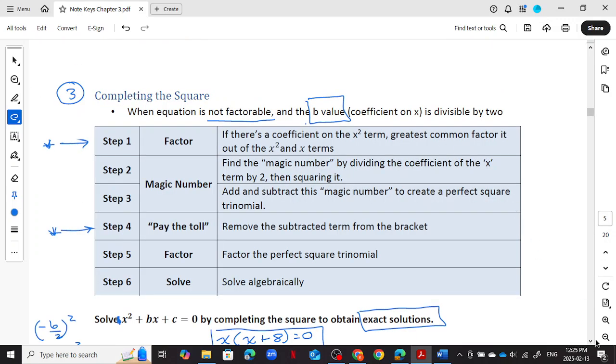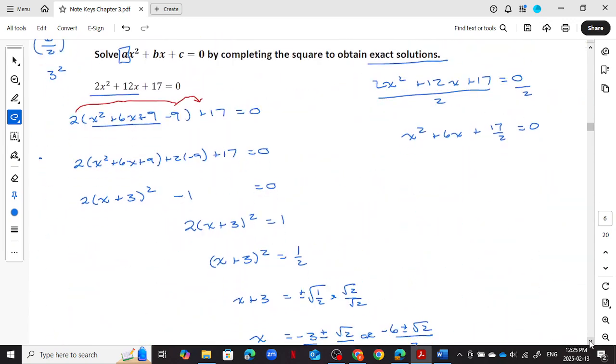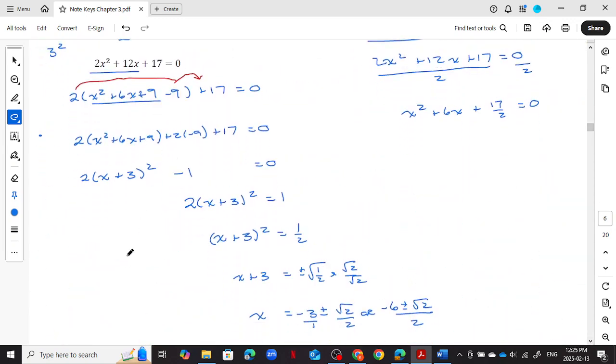Greatest common factor, and then pay the toll to get the negative constant out of the bracket. If you had done it by dividing everything by 2 first, the process is going to look very similar. So you're going to have x squared plus 6x plus 9 minus 9. Then these are the ones that are going to go to the other side. You can combine them.